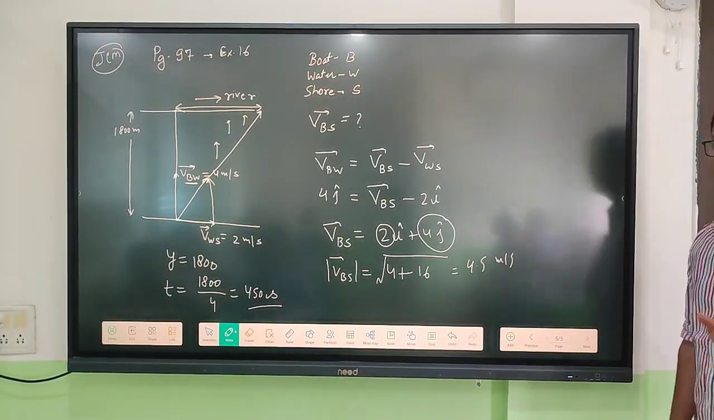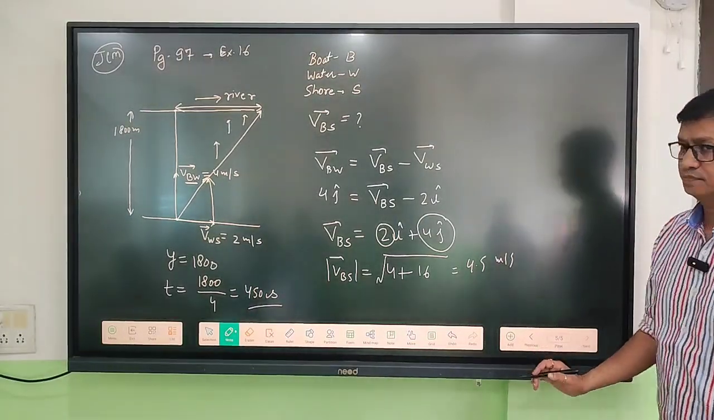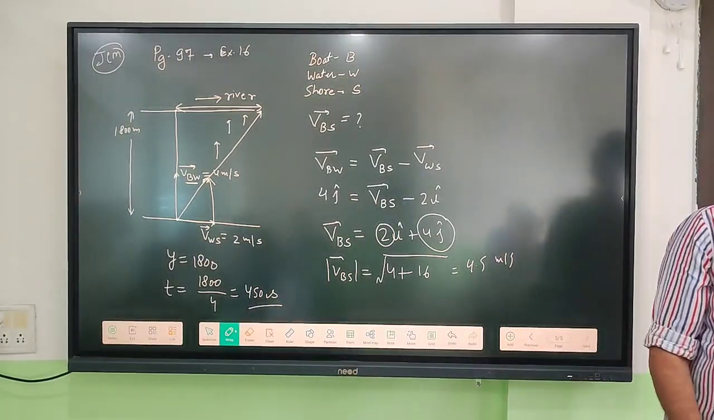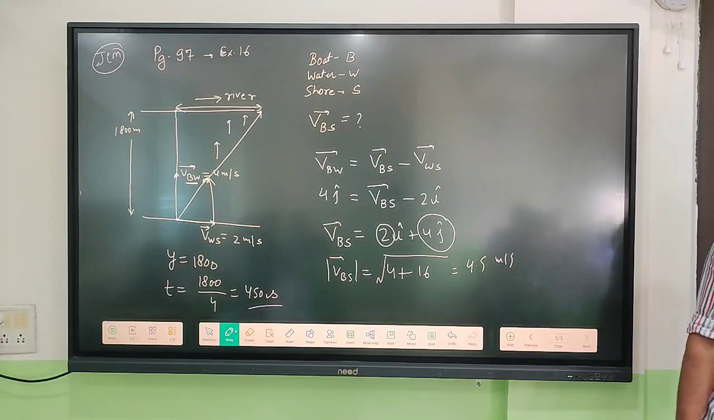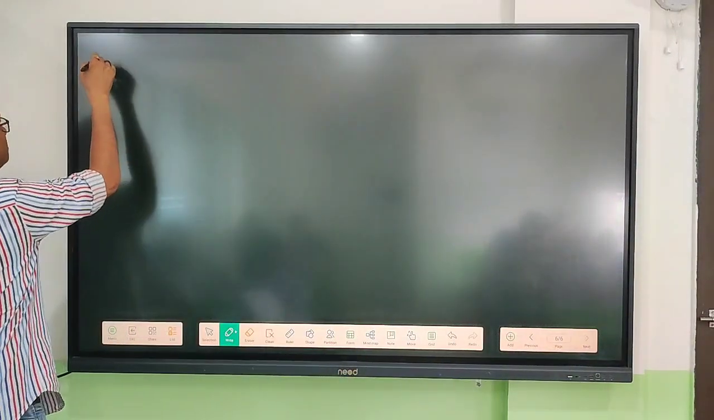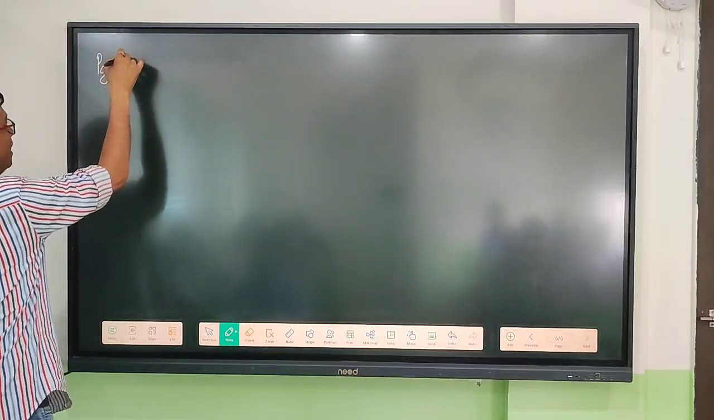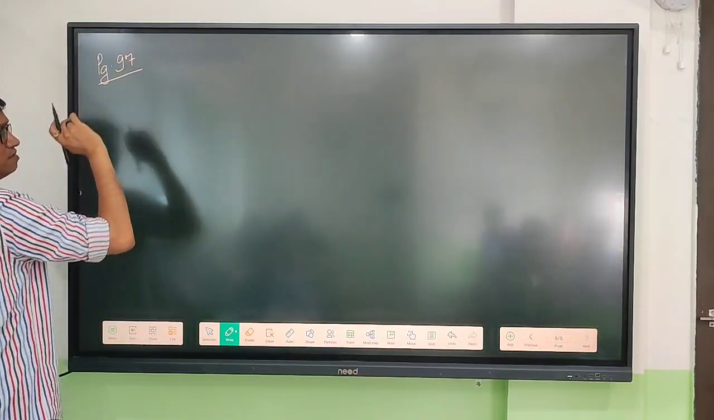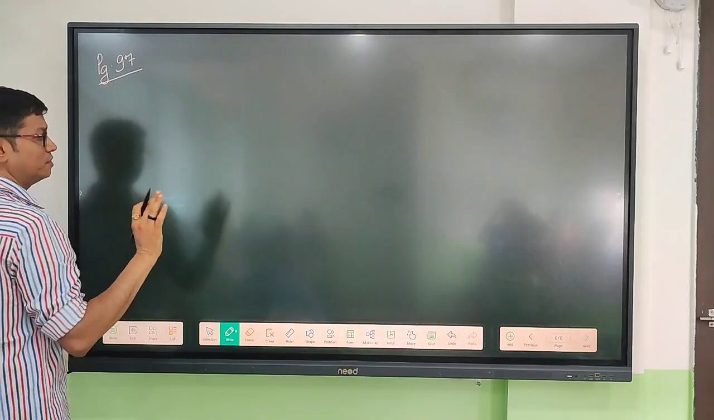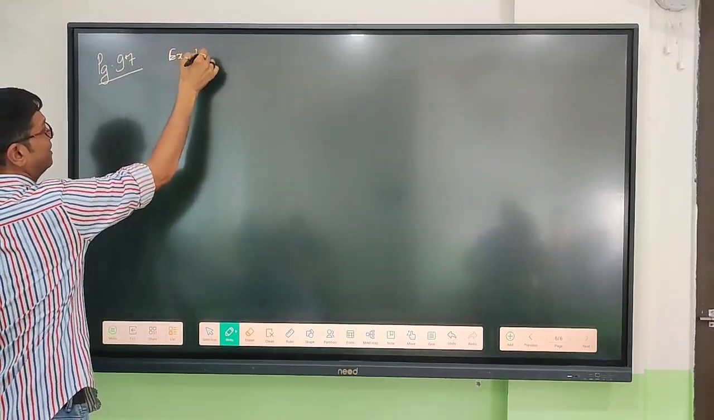So now we will do problem number 18, example 18. This is page 97, example 18. Now we are doing page 97. Don't look at the solution. I would give you rather 2-3 minutes to solve. This is a simple problem. Try to solve it. Example 18.